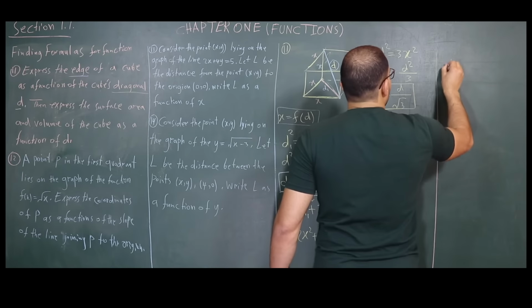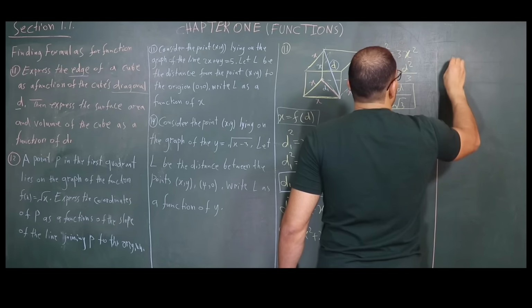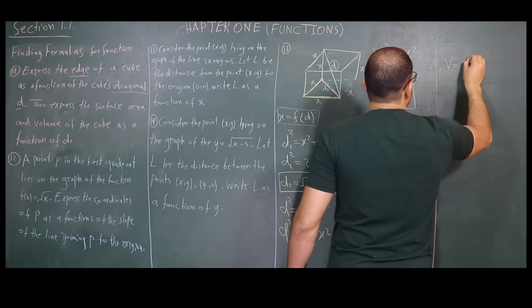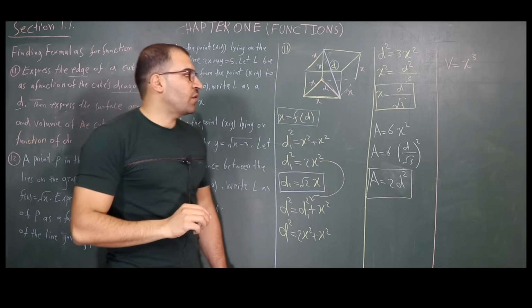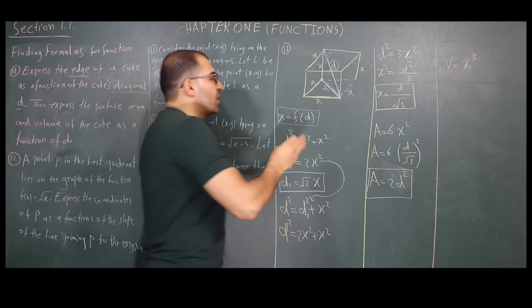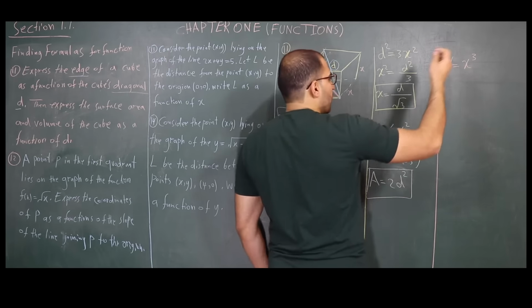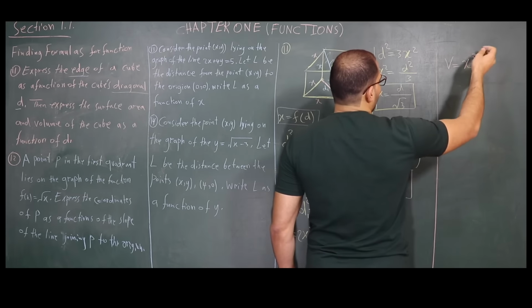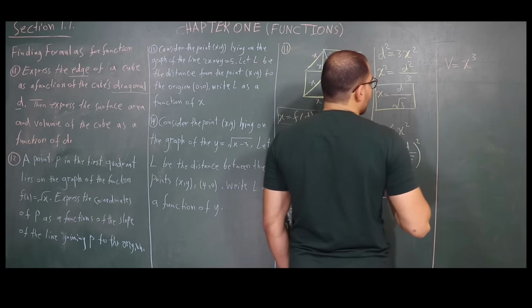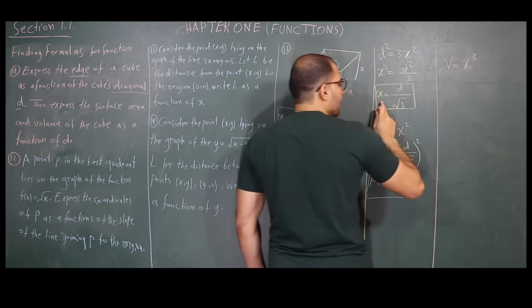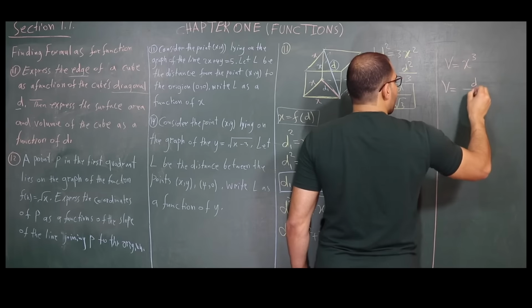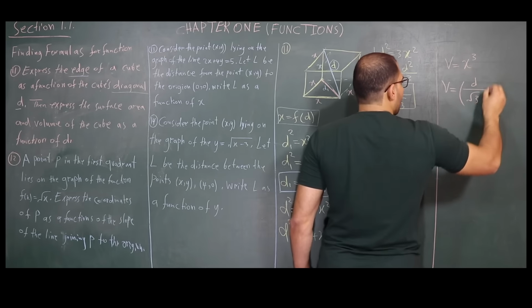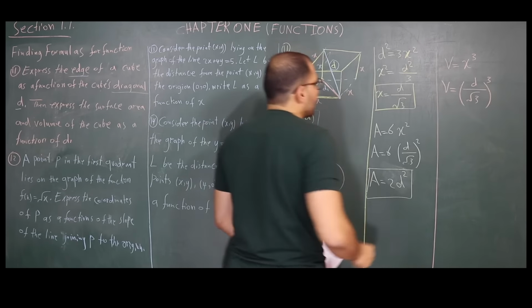The volume will be x cubed. That's the law of finding the volume of the cube. It's the edge of the cube to the exponent 3. So as soon as I found x, that means the volume will be d over square root of 3, cubed.